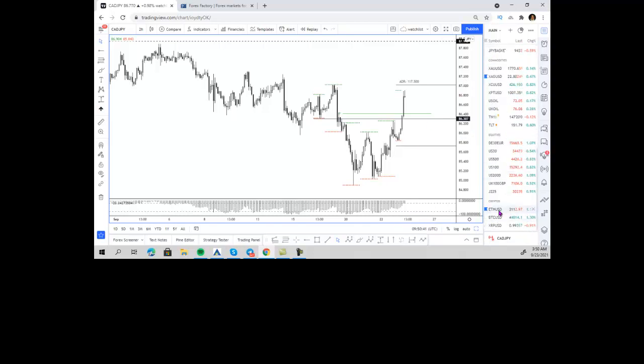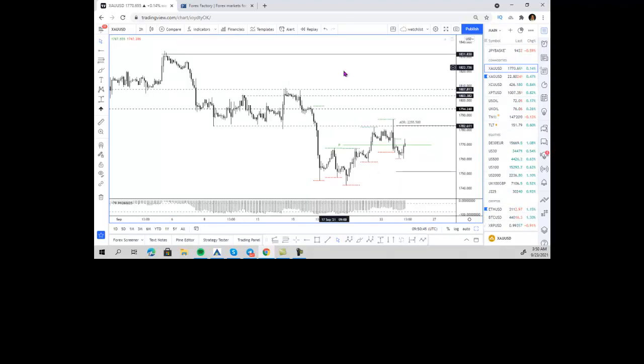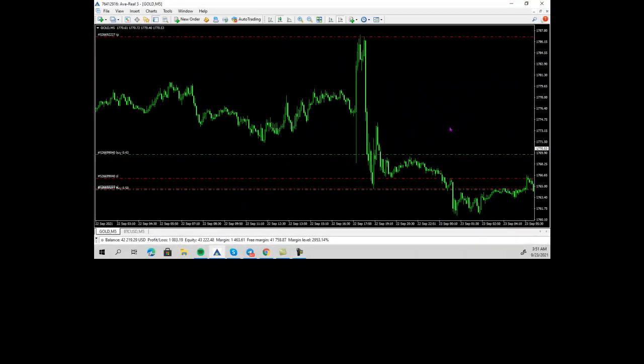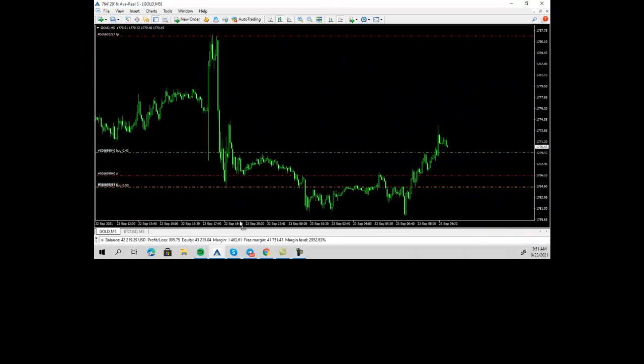Now, the other market that I want to look at is gold. We are in a gold long at the moment with the VAP chain. And this is the actual trade on gold right now.